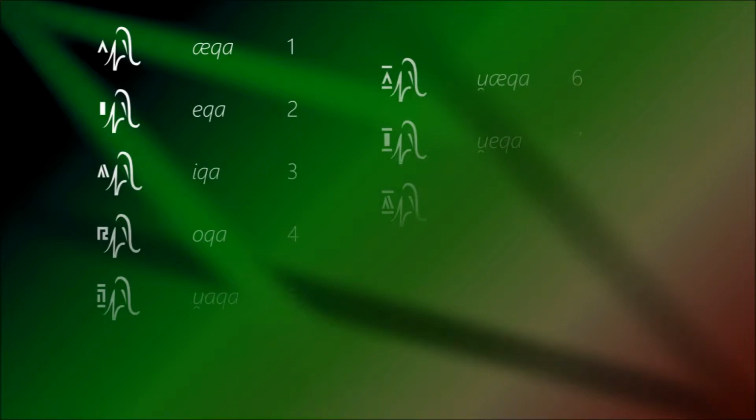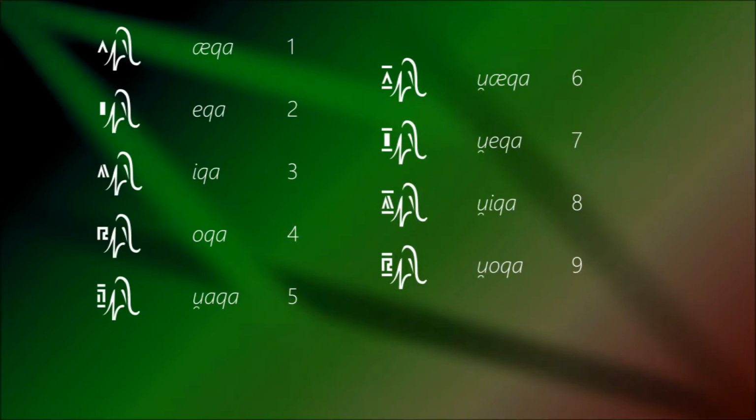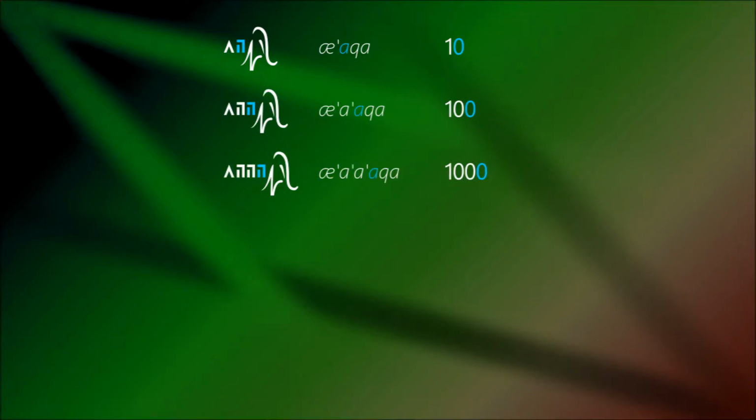Strap in. We've discussed how liska are combined with the number root word ka to obtain proper cardinal numbers. Aika, eka, ika, oka, waka, waika, weka, wika, and woka. For numbers 10 and up, we connect liska to one another just like we combine digits in the decimal system. So 10 is aiaka, 100 is aiaaka, and 1000 is aiaaaka.